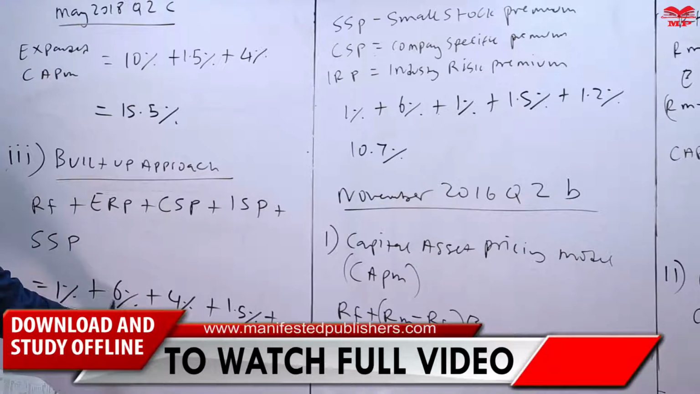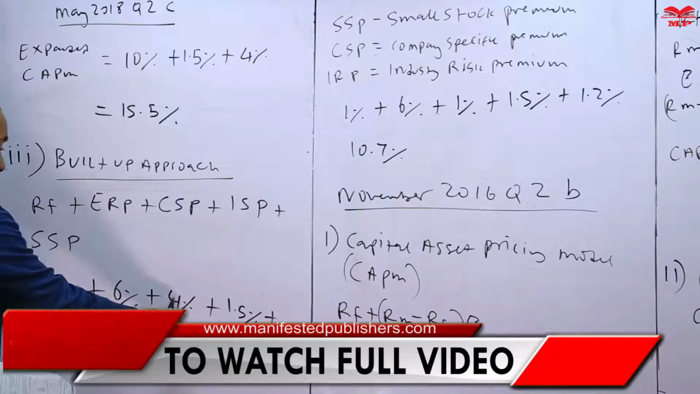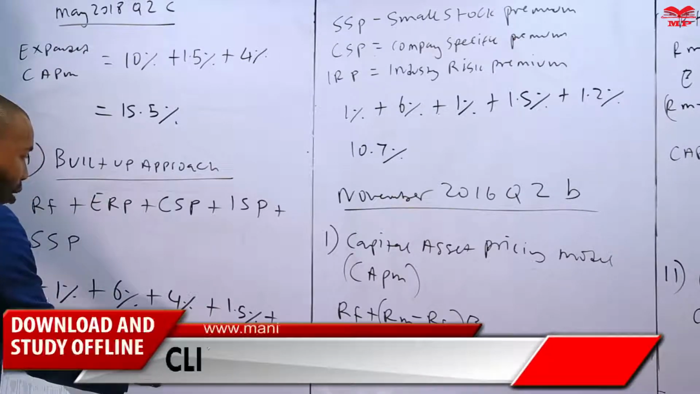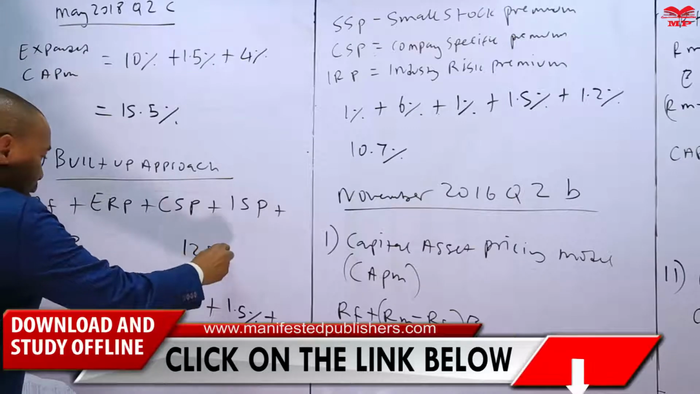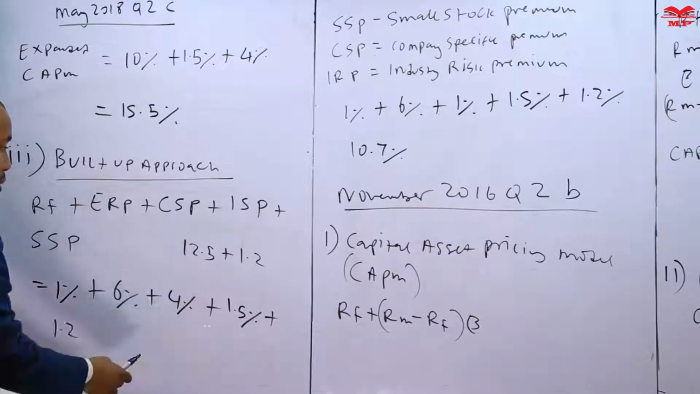This is 1 plus 6 is 7. 7 plus 4, 11. 11 plus 1.5, that's 12.5. So 12.5 plus 1.2, we have 13.7.